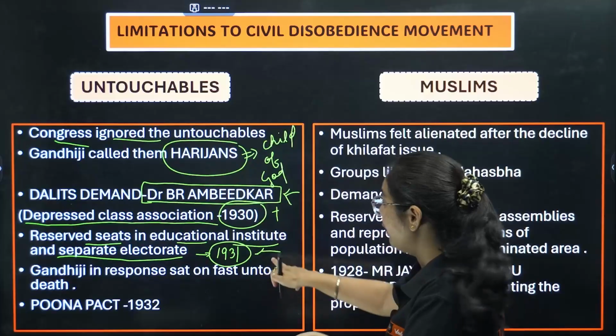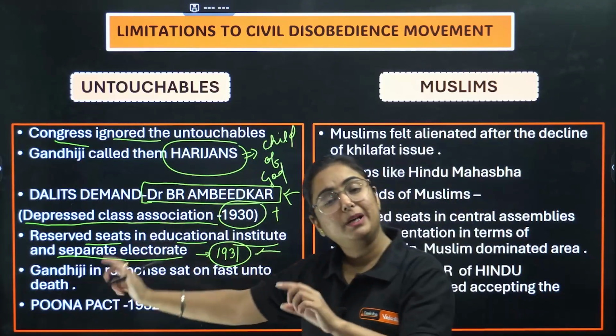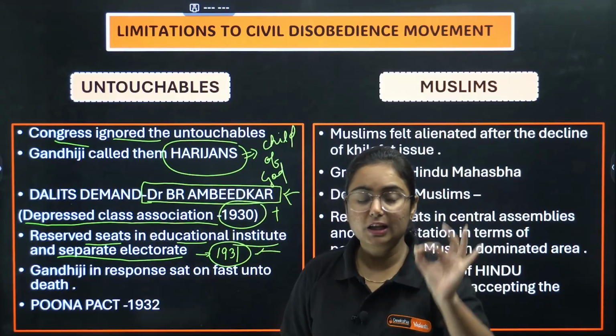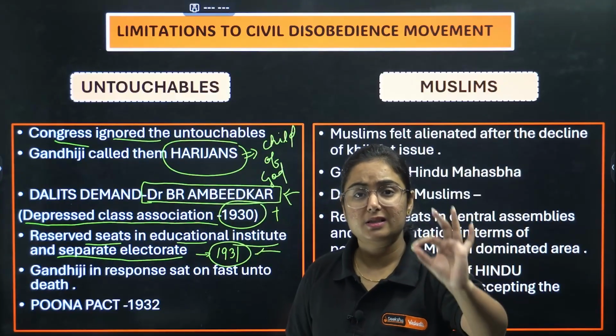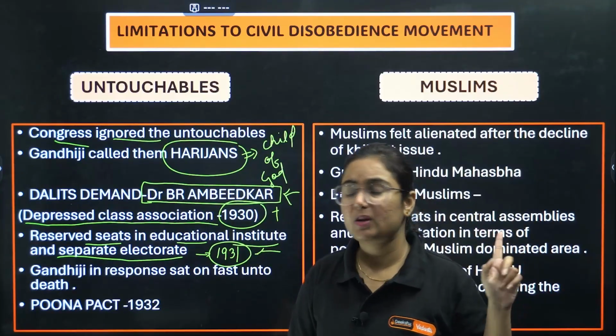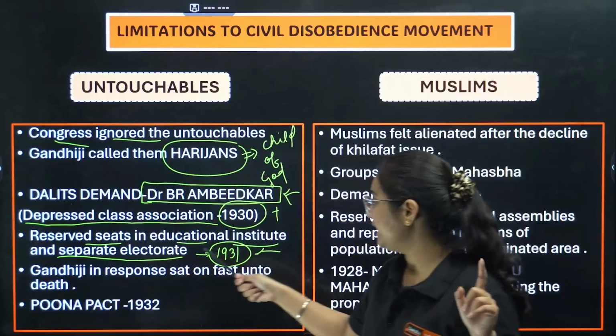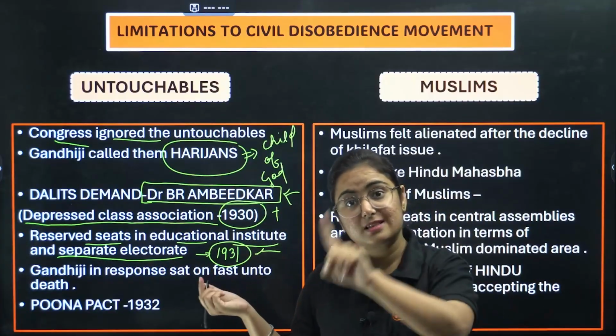See, in this round table conference, B.R. Ambedkar presented his demand that whenever the constitution is made in India and when the constitutional development is done, I want 2 things for Dalits. What is that? Reserved seats in education institutions and separate electorate.